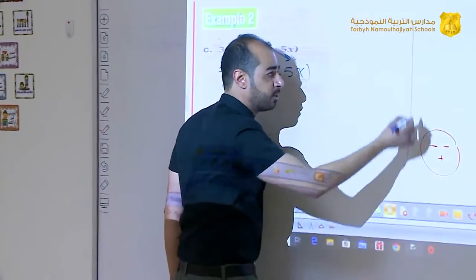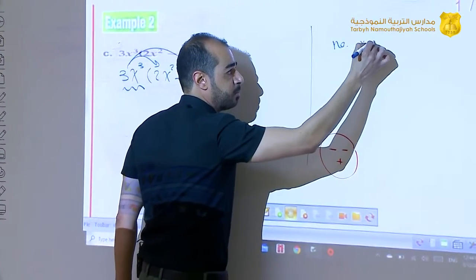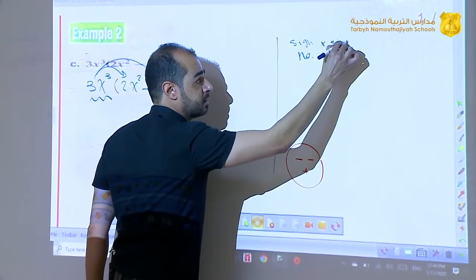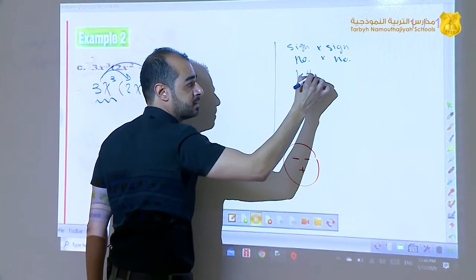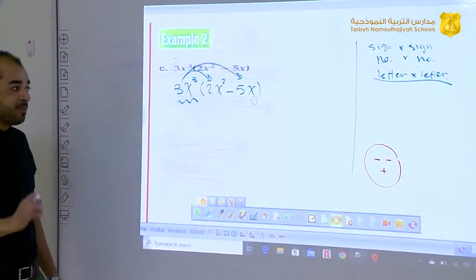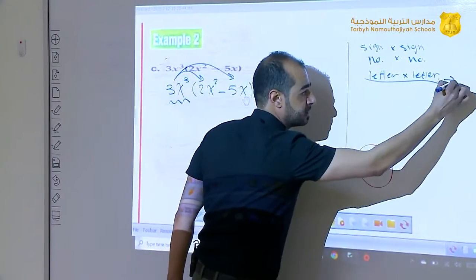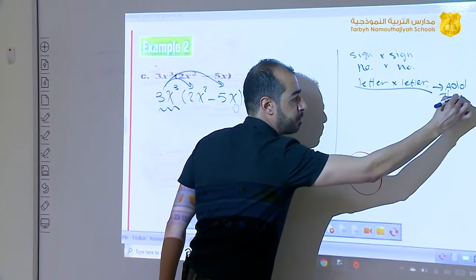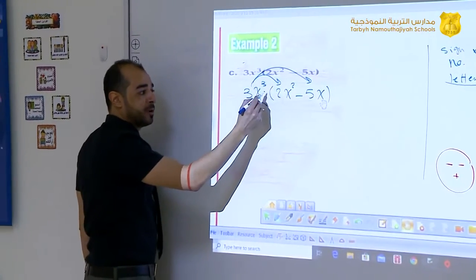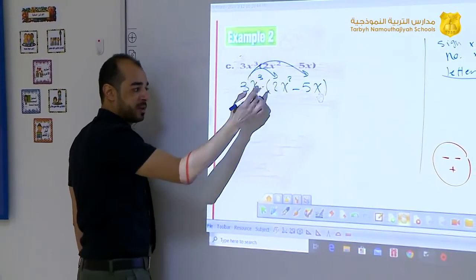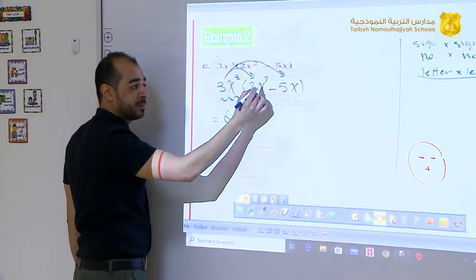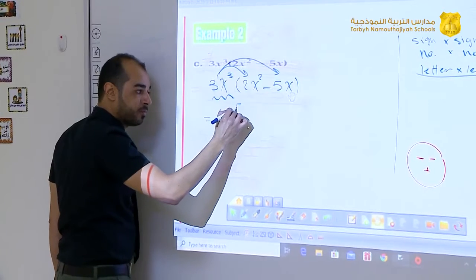And when we multiply, don't forget, number by number, sign by sign, and letter by letter. And when we multiply same letters, we add the powers. Okay, so here let's multiply 3x to the power of 3 by 2x to the power of 2. Both of them positive, so it will be positive. 3 multiply 2, we get 6. x to the power of 3 multiply x to the power of 2, we get x to the power of 5. We add the powers.